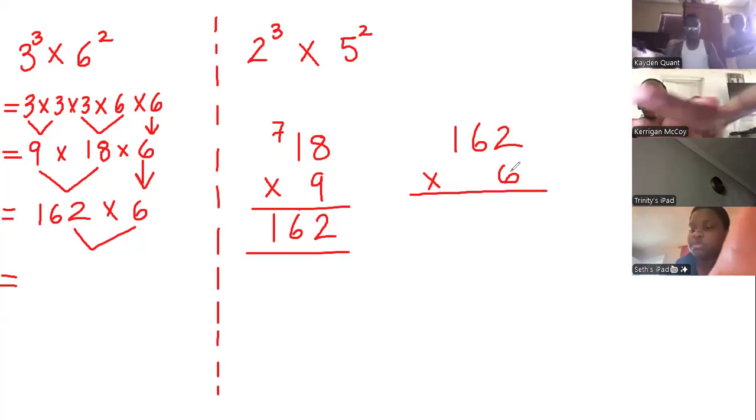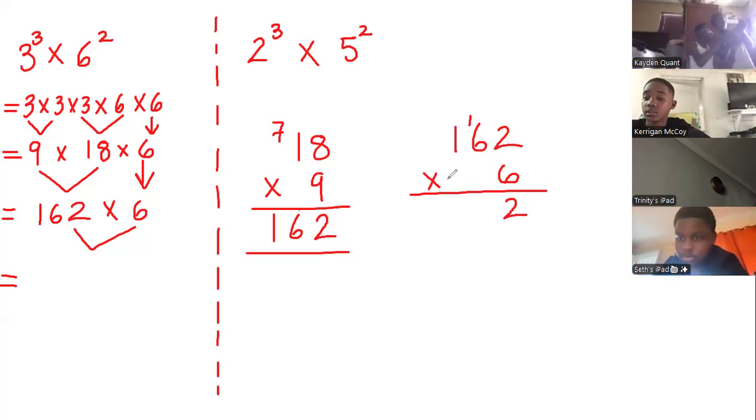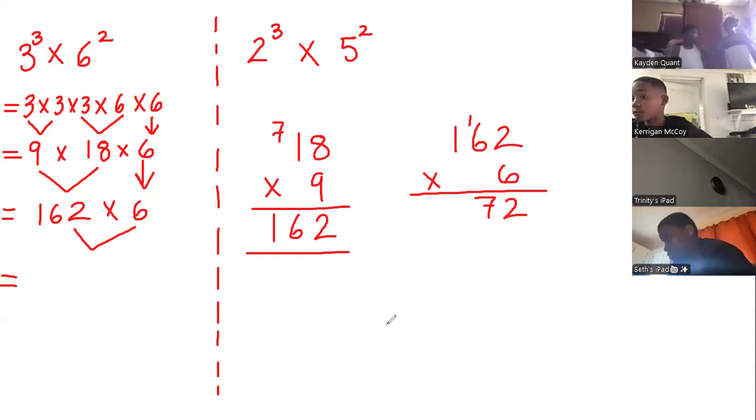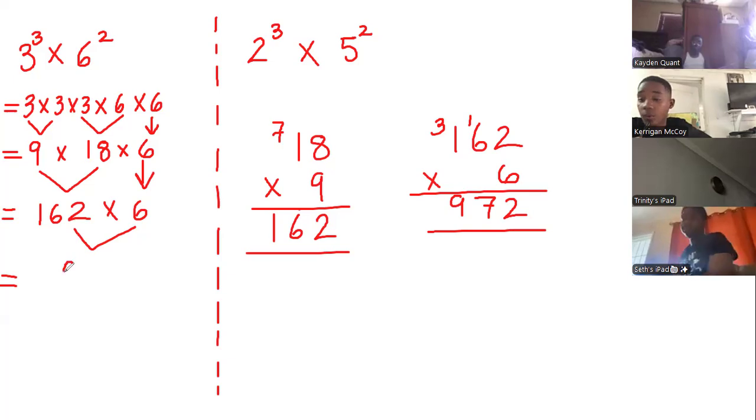6 times 2 is 12. 6 times 6 is 36. 36 plus 1 is 37. Put the 7 down, put the 3 on top. 6 times 1 is 6. 6 plus 3 is 9. So the answer is what? 972. Very good.